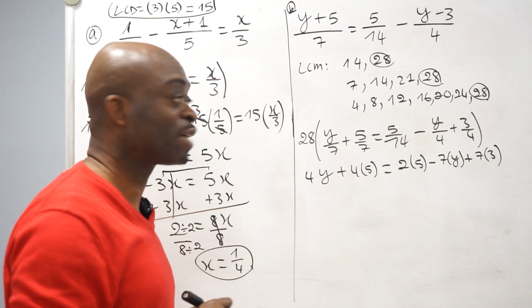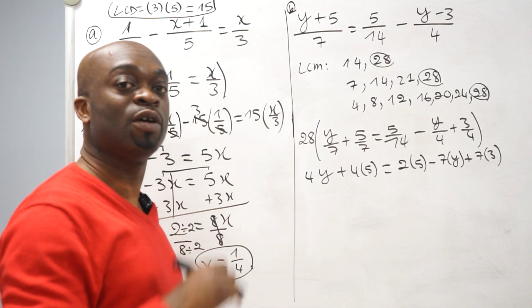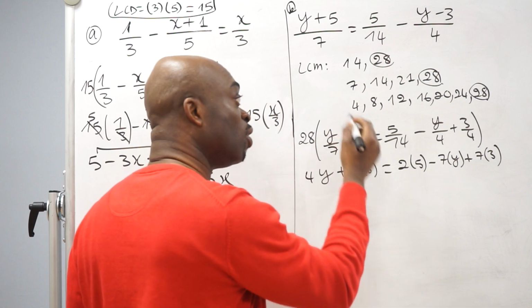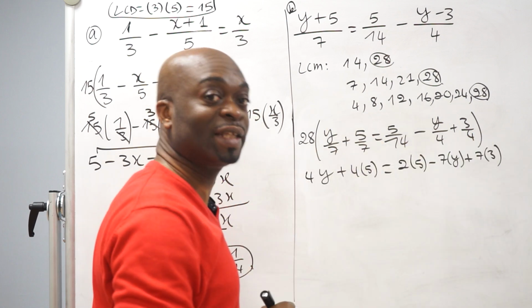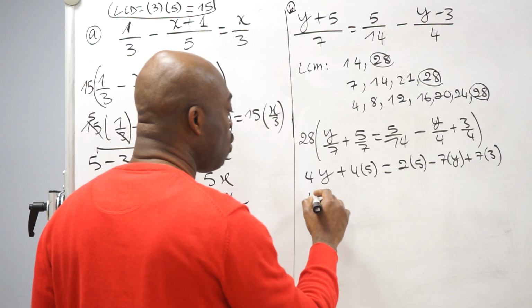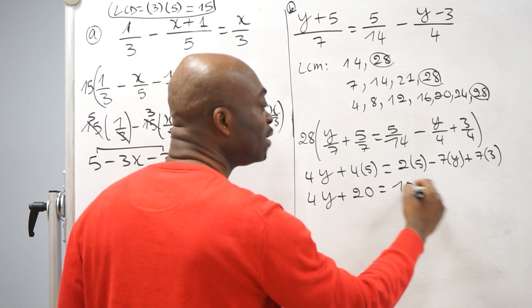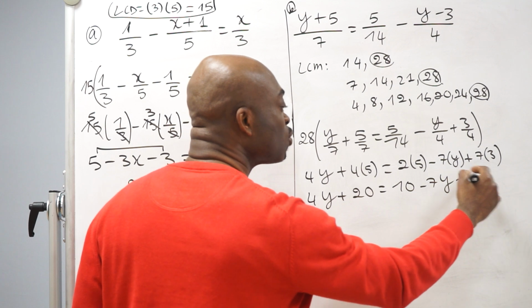All right, so no more fractions. And that's the reason why we're doing it. Once you find the lowest common multiple or denominator, you multiply across, and then this is what you get. So we have 4y plus 20 equals to 10 minus 7y plus 21.